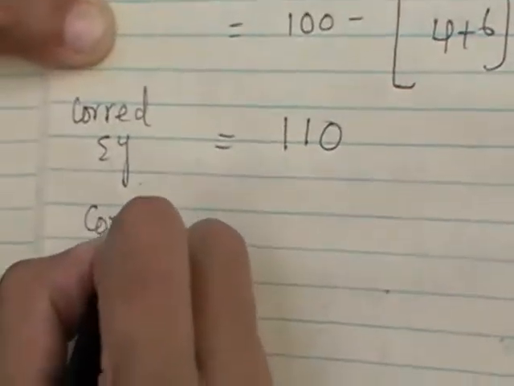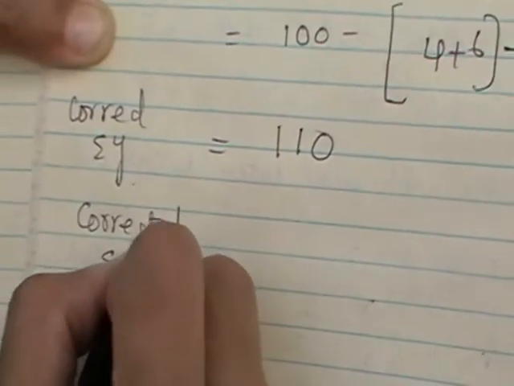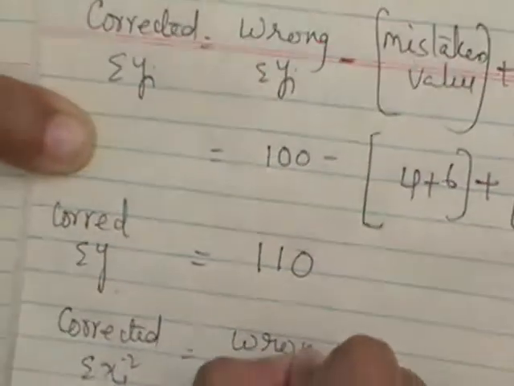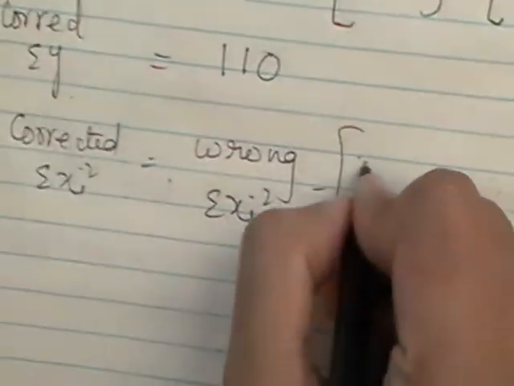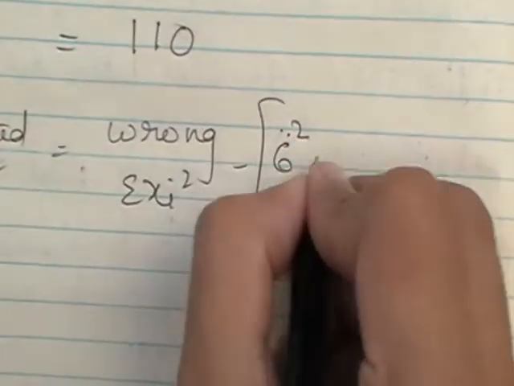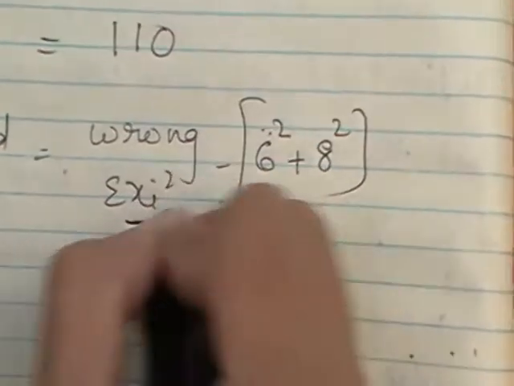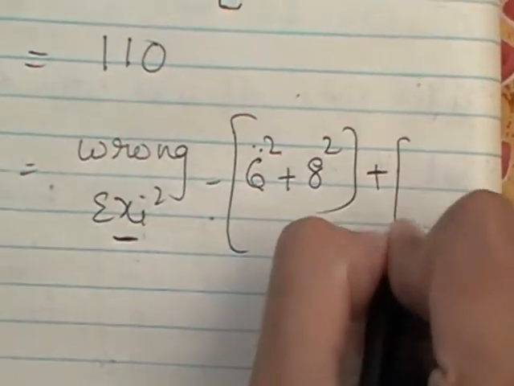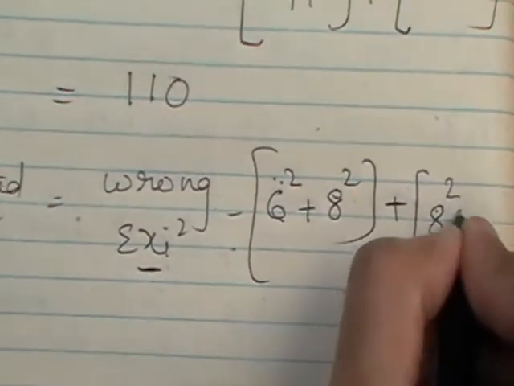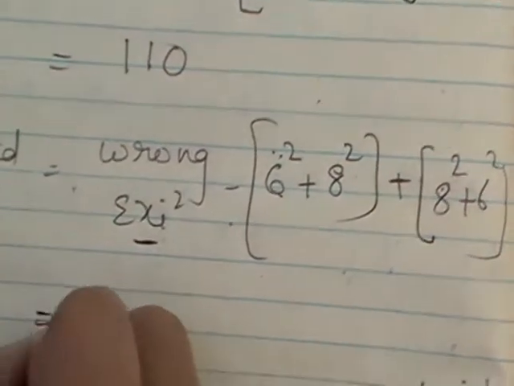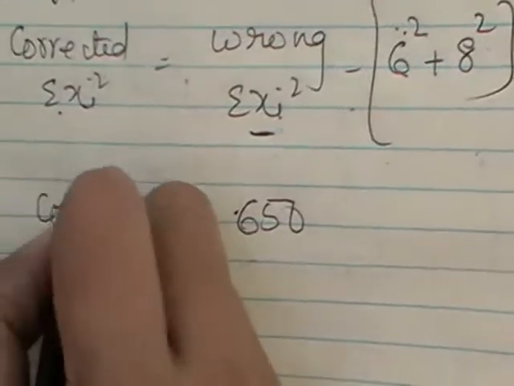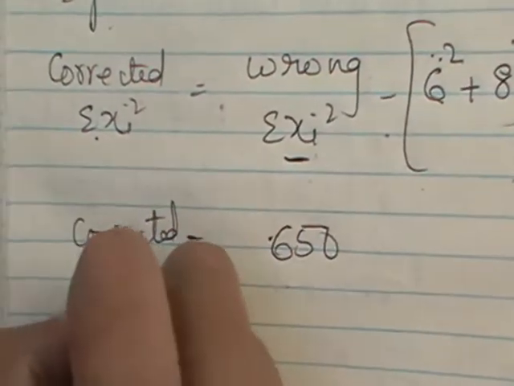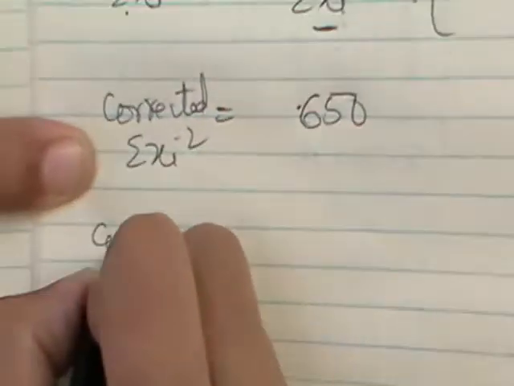Similarly, what is the corrected total on sigma xi square? It is the wrong sigma xi square, and you need to take the mistaken values squared as they are. The mistaken x values are 6 and 8, so you take 6 square plus 8 square, and you add the correct observations, 8 square plus 6 square. I think these two cancel. You get sigma xi square as given, 650. So corrected sigma xi square is 650.